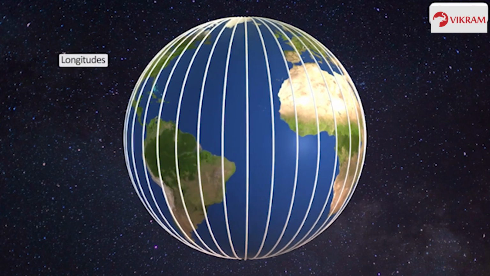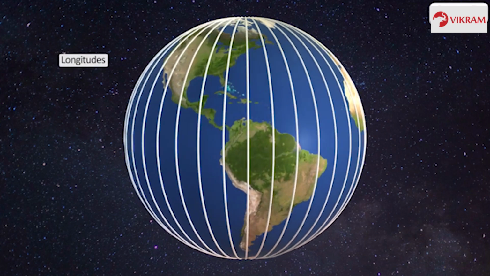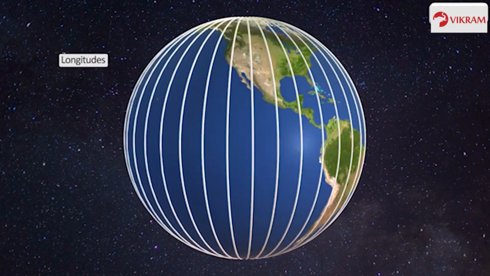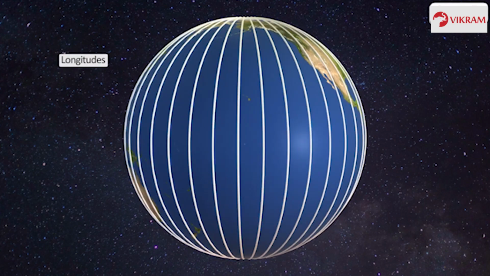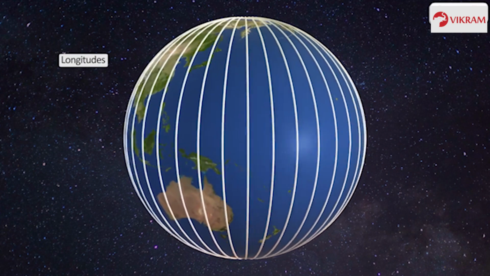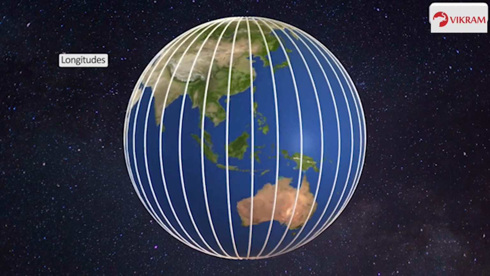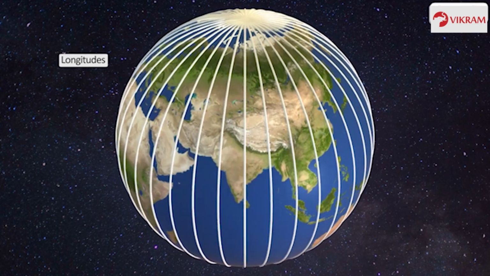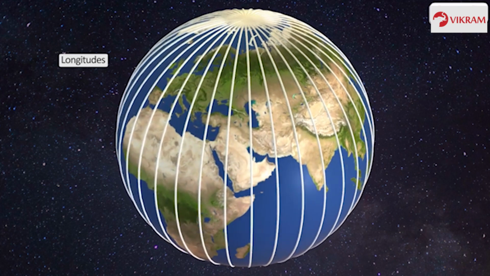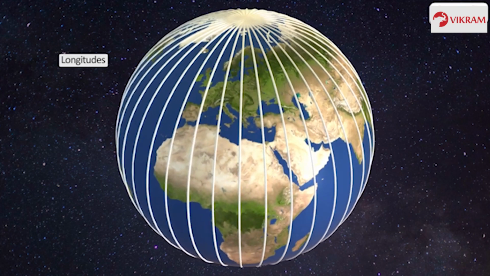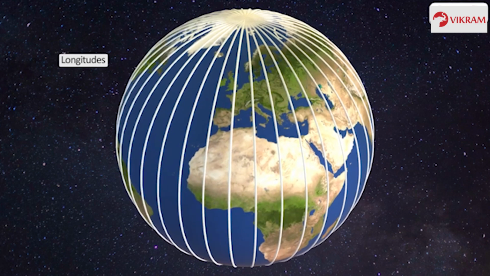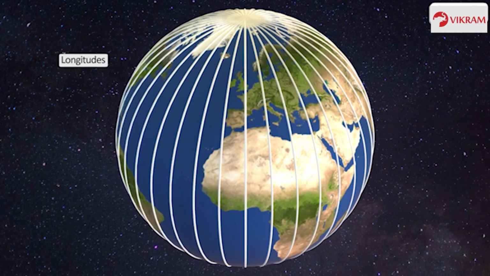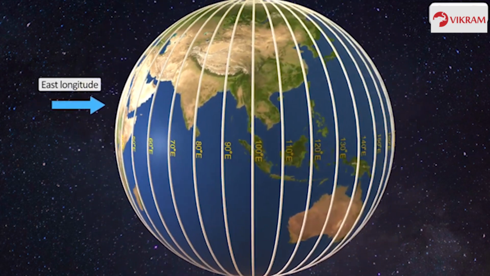Longitudes. Besides the horizontal lines or the parallels of latitude, there are some vertical lines also on the globe. The imaginary vertical lines drawn between the poles on the globe are called the longitudes. They are not parallel. They are of the same length. They meet at the poles. They are also known as meridians. Like the latitudes, they are also measured in degrees.